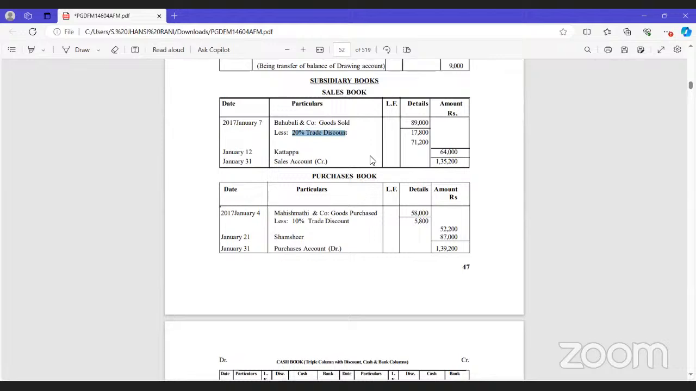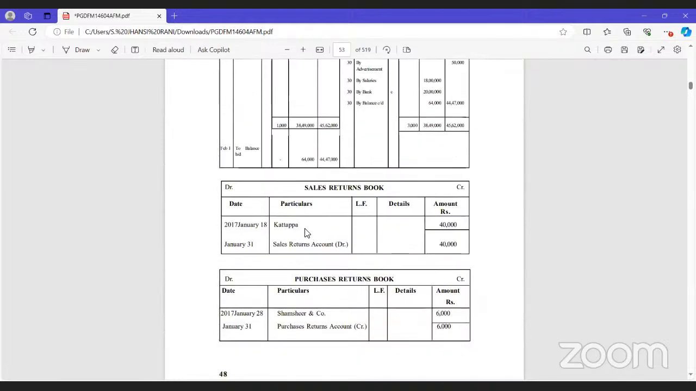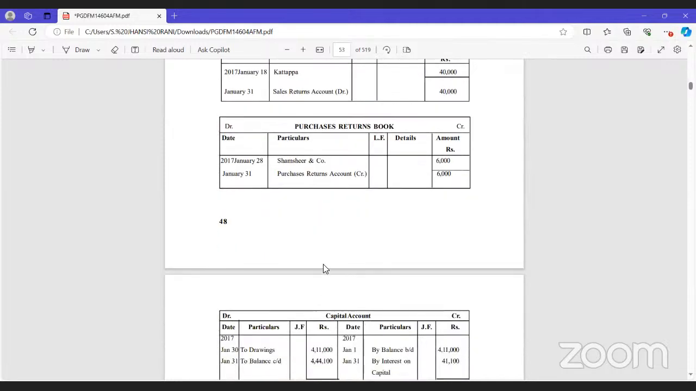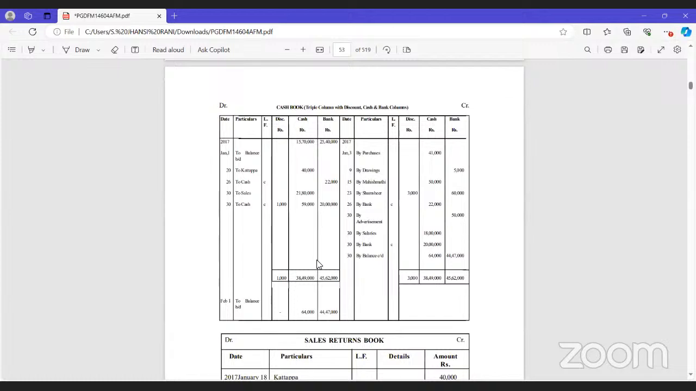Whenever anyone is returning goods, we write it in the returns book. Kattappa has returned 40,000, so we write sales returns. And Shamsher has returned 6,000, so we write purchase return. Next, we'll try to understand the cash book in the next class, that is the three-column cash book. Okay, we'll continue it in the next class. Is it okay?